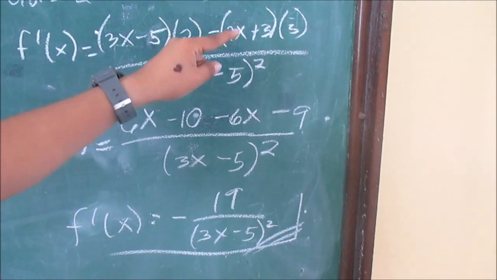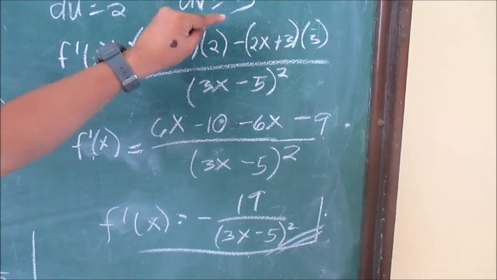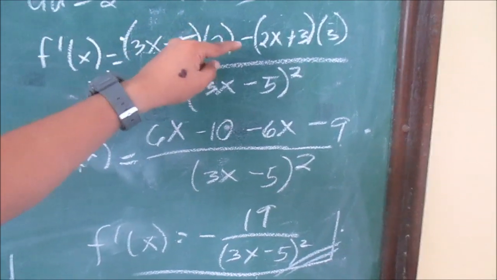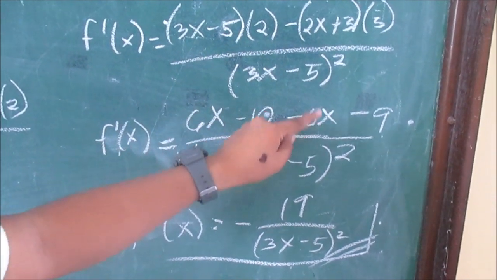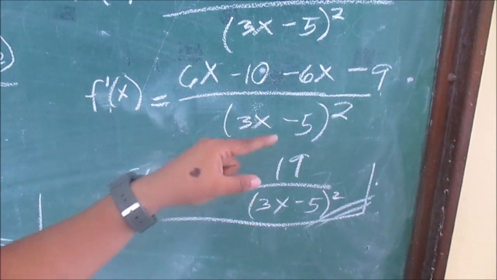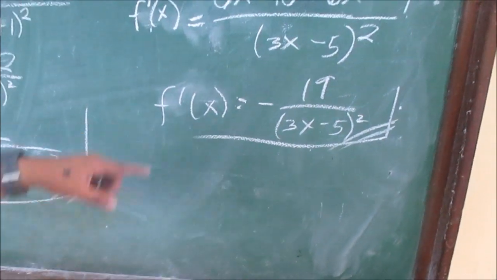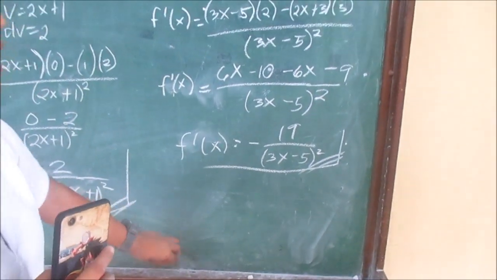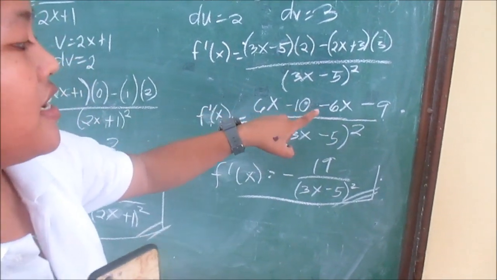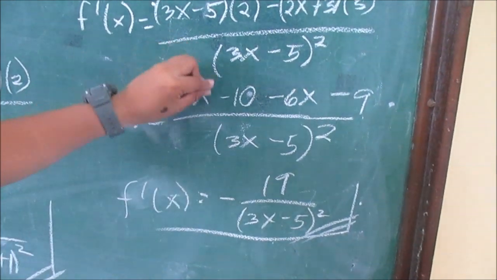And then 3 times 3 is equal to 9. And then, since there is a negative symbol, we must distribute. So 6x, negative 6x, and negative 9 over (3x plus negative 5) squared. So we must combine like terms. Since 6x and negative 6x have different signs, we must cancel.